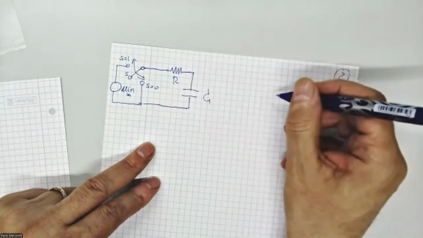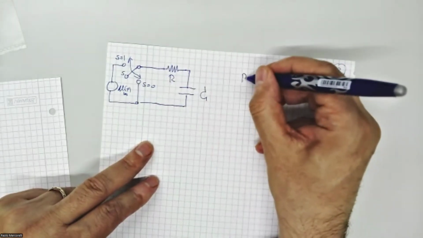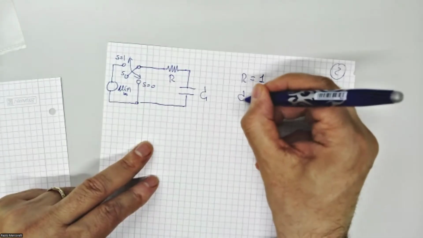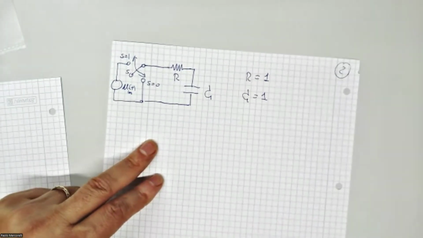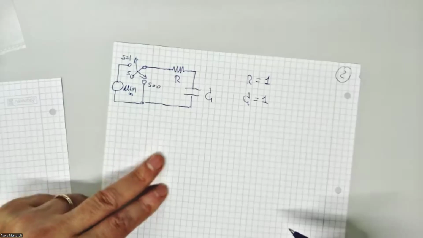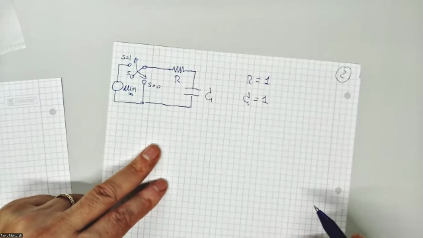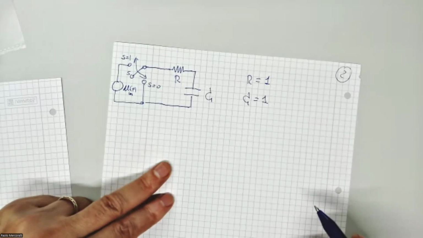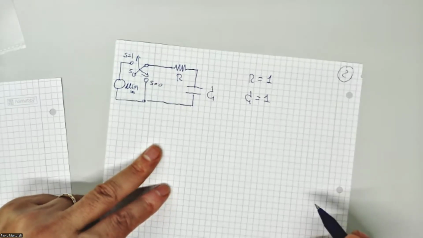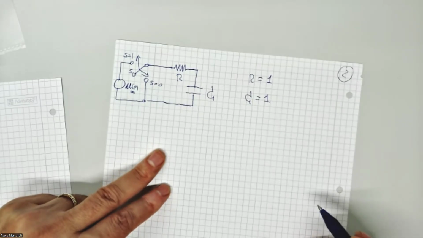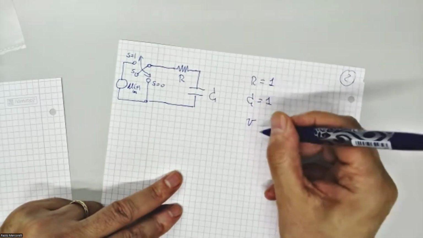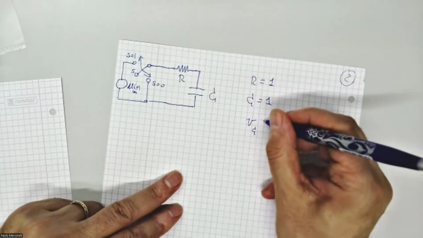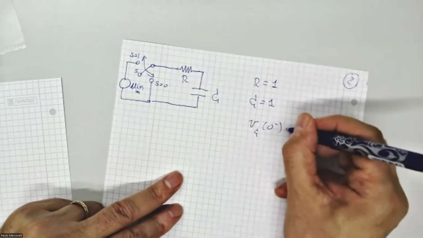Okay, let me do a really easy example. R equal 1, C equal 1. Extremely easy. The value does not matter, no? It's clear. Yeah, this is everything. Let me consider V_C at time 0 minus.